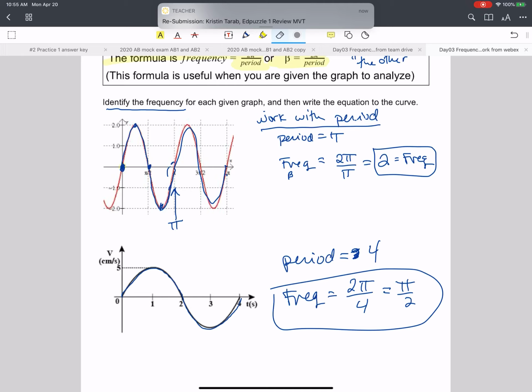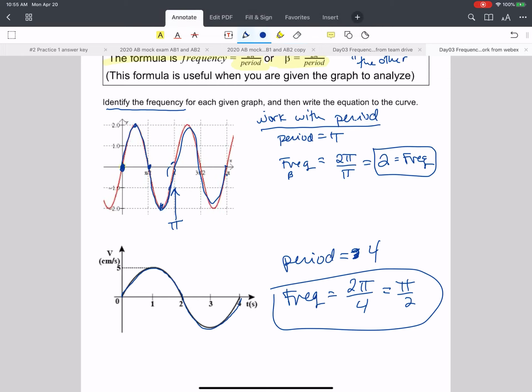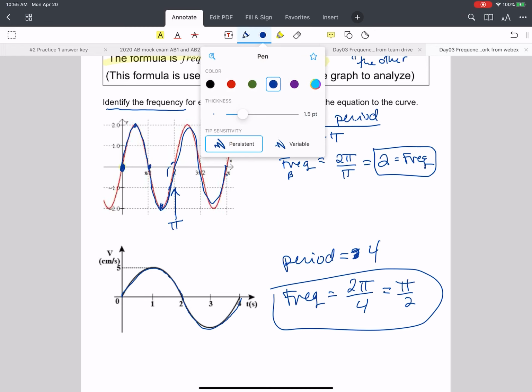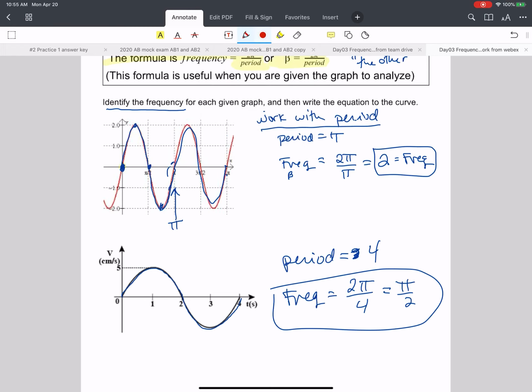So now that you have this, let's write the equation. I'm going to use red. So to come up with the equation, you have to find the amp and the frequency, you have to go backwards a little bit, okay? So in order to go backwards, you would need to know what the amp is. So the amp in this case is 2. We already have the frequency. We needed that.